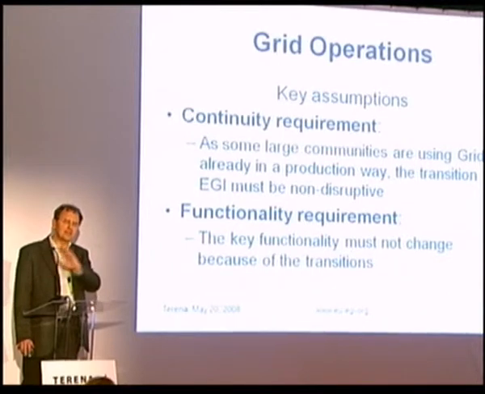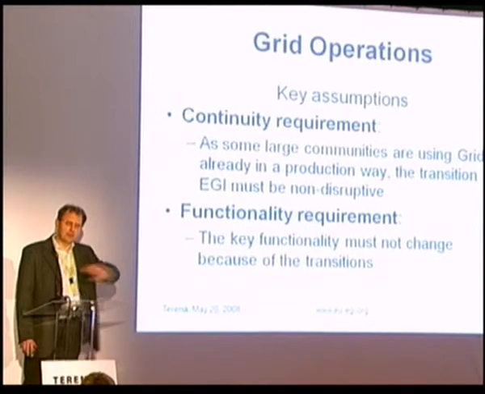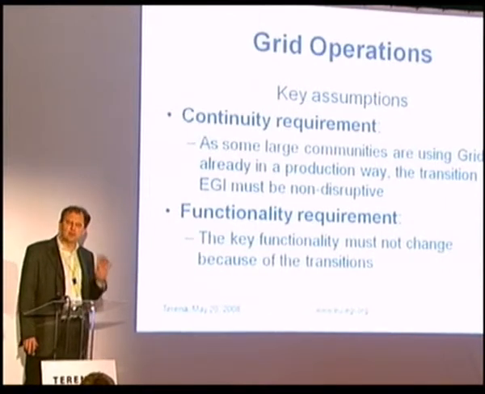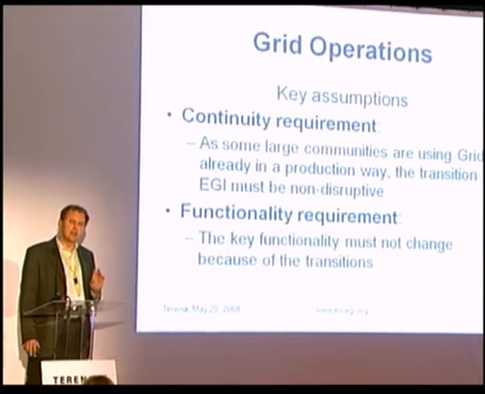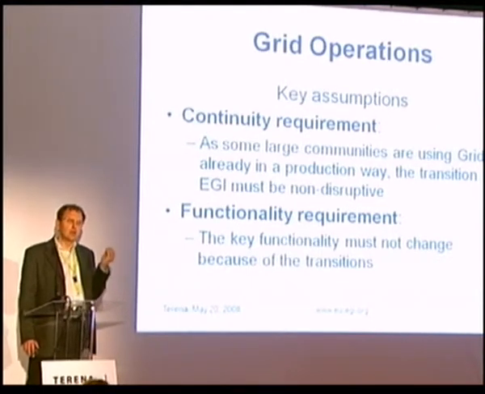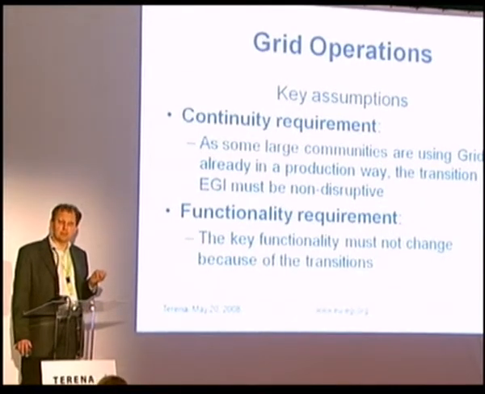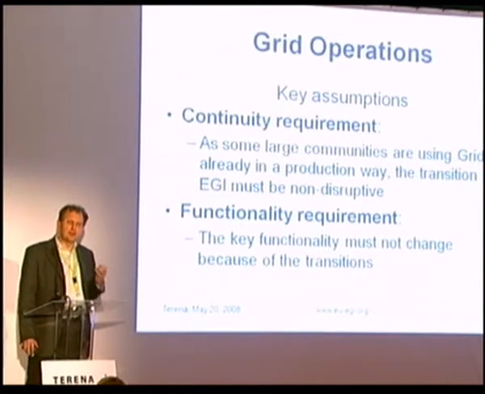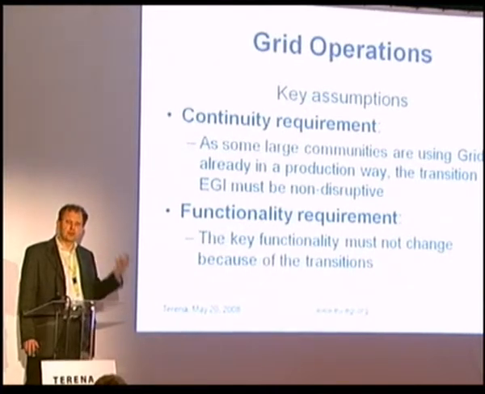So we would like to see as seamless a transition as possible from the current state to the future. It's not completely possible. There will be some changes, but the idea is to keep these changes as small and as non-disruptive as possible. And the second is the functionality requirement, which relates to the first one: the functions offered, at least at the beginning of the EGI operations, will not change dramatically from those which are offered now.